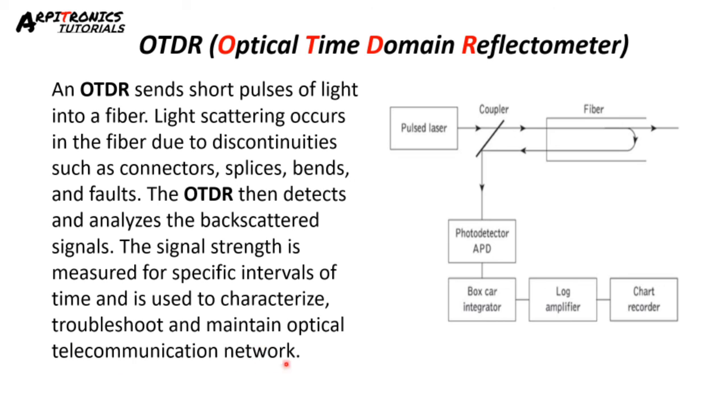optical telecommunication networks. See in this figure, a pulse laser is used to transmit the radiation, which is backscattered and reflected, and again collected by a photodetector. This photodetector output is given to the integrator and amplifier, which is again given to the chart recorder to troubleshoot, characterize and maintain the optical telecommunication network. This is the main function of the optical time domain reflectometer.